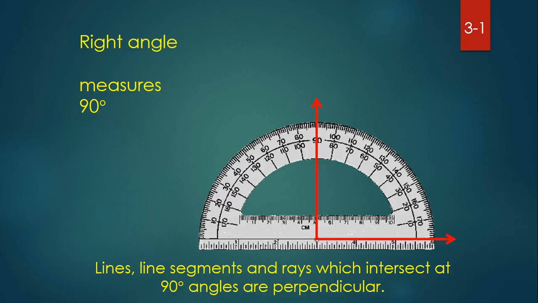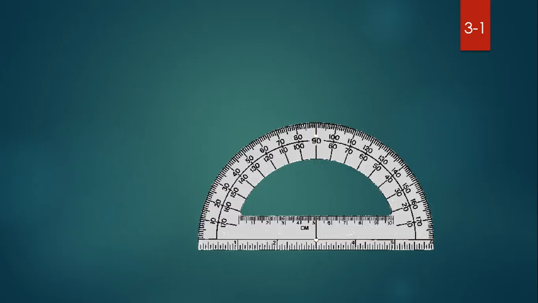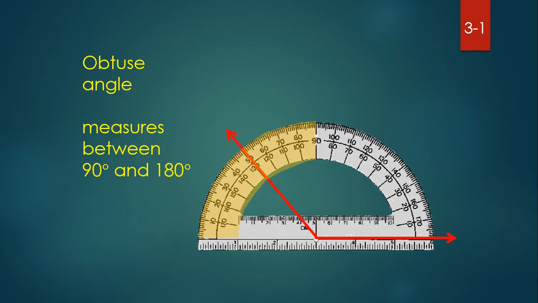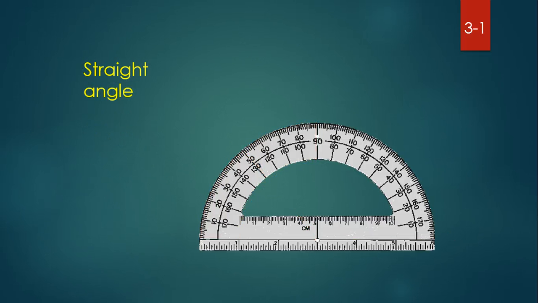And if we have lines or line segments or rays which do intersect at 90-degree angles, we say that they are perpendicular to each other. An obtuse angle measures between 90 degrees and 180 degrees. And a straight angle measures exactly 180 degrees. It forms a straight line.